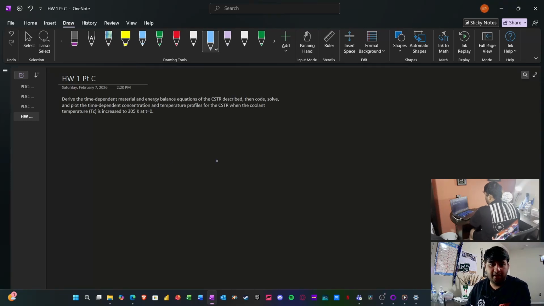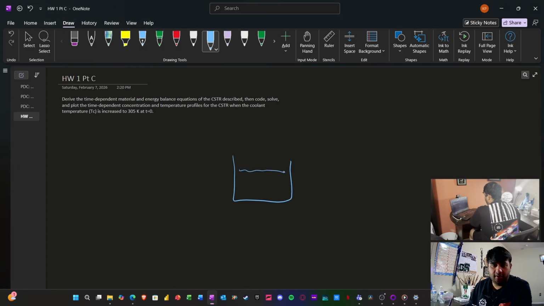Hello, so what we're doing today is we're going to be looking at a time-dependent material and energy balance for a CSTR, and then we're going to code it and solve it and plot the time-dependent concentration and temperature profiles for the CSTR when the coolant is increased to 305 at time equals 0. So let's draw this out.